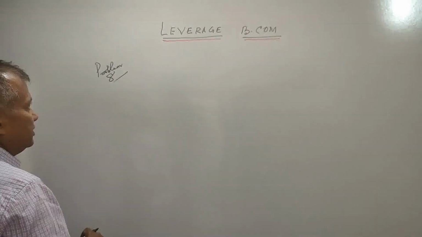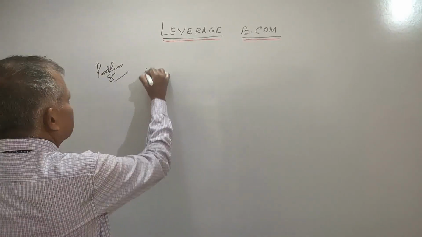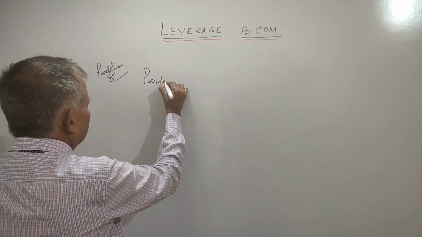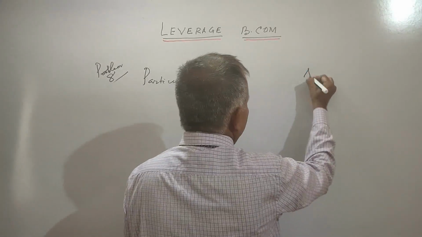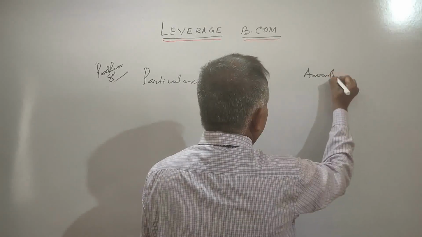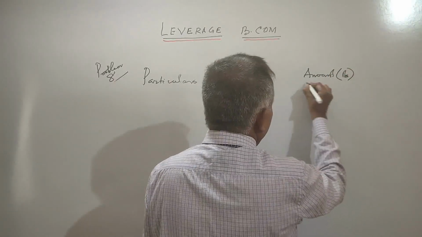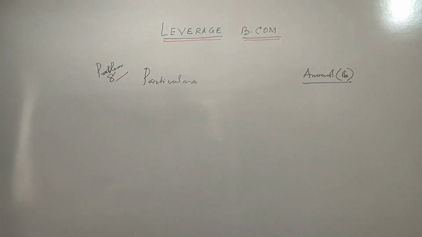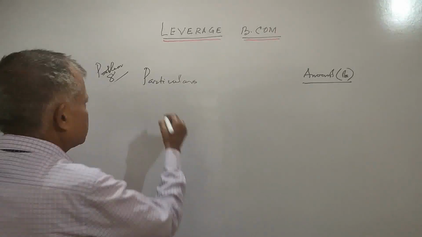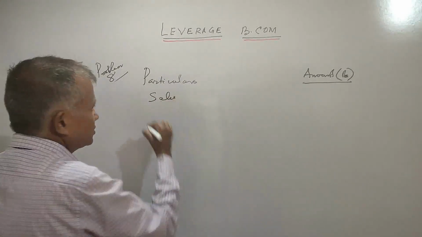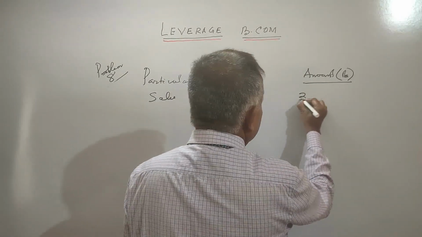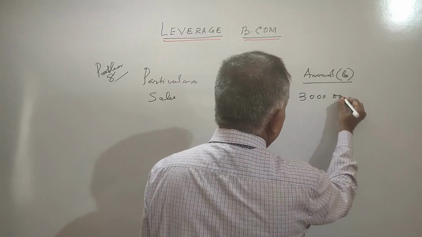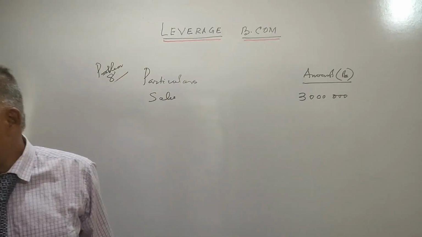So let us start with the particulars here. This is particulars and this is your amount in rupees, right? Sales is very much given to you. This is 30 lakhs. It is already given. 30 lakhs sales.